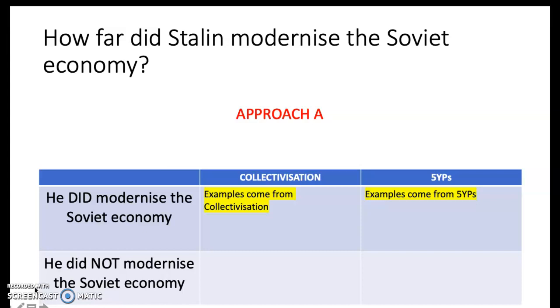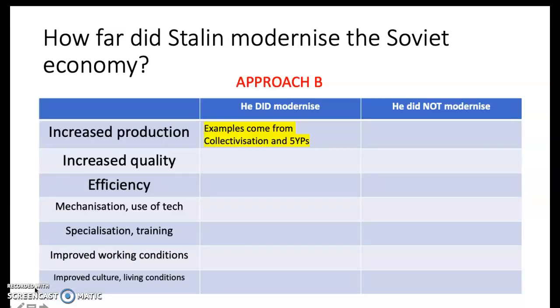You're drawing your examples either from collectivization or from the 5-year plans, and you were able to write pretty good essays. Have a look at approach B and compare approaches A and B. So approach B was to not divide the essay into collectivization and the 5-year plans, but instead to structure your essay around different ways you could modernize an economy.